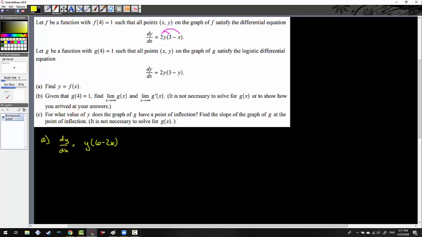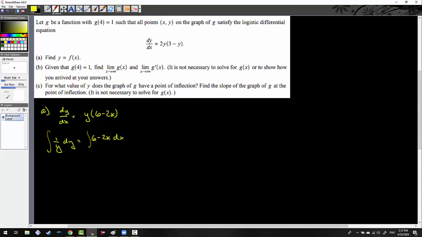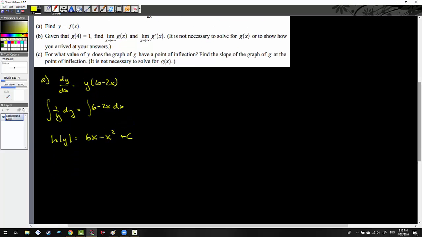And now that lets us go ahead and move the y over. So 1 over y dy is equal to (6 minus 2x) dx. I'm going to integrate both sides. I end up getting ln of absolute value of y equaling 6x minus x squared plus c. Let's do some exponential work on this thing. So absolute value of y equals e to the 6x minus x squared plus c.